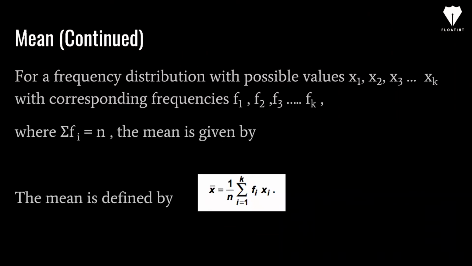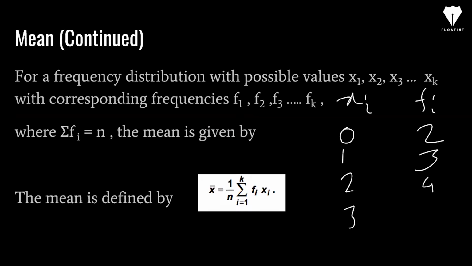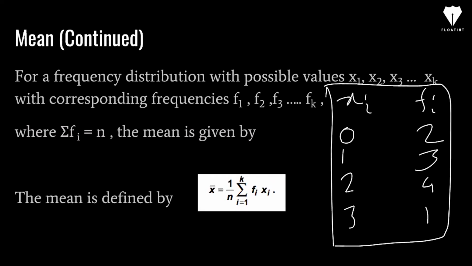So when you have a frequency distribution, how do you calculate the mean? Let's say in your data you have these three values, and you have a particular frequency for each. These are repeating many times. Let's say 0 is repeated 2 times, 1 is repeated 3 times, 2 is repeated 4 times, 3 is repeated 1 time, and so on. So this is the frequency distribution table of your data.